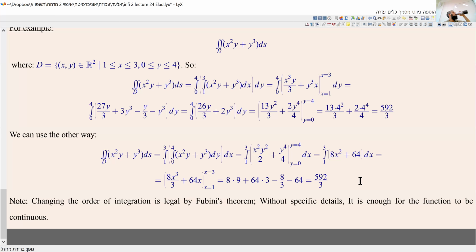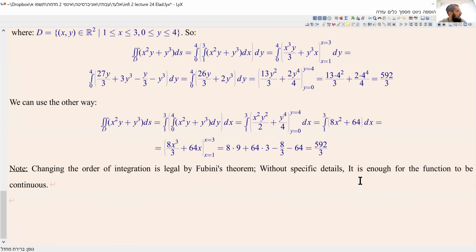We're not phrasing it mathematically precisely. Just by Fubini, if the function is continuous, we can do it. So theoretically speaking, we can do it whenever we want. The problem is about the technical part of actually changing the order of integration.